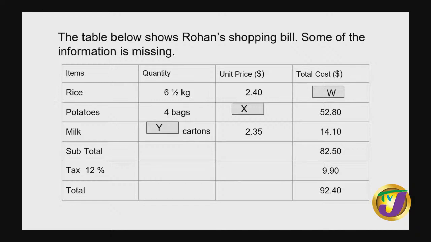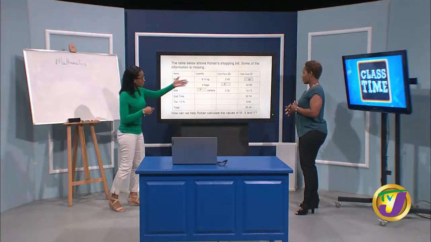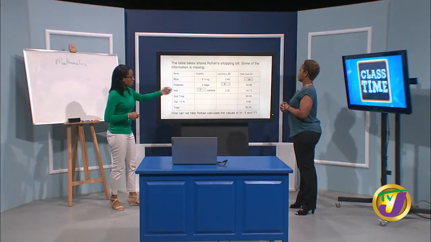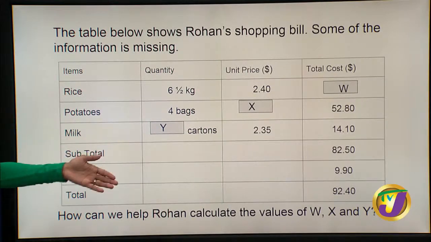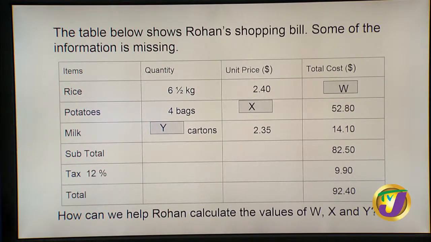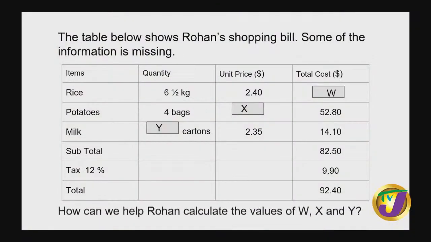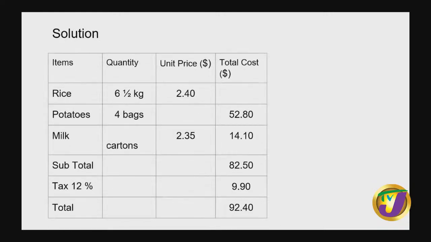bought. And we can help Rowan to figure out what W, which is the total cost of the rice, what X, which is the unit price of the potatoes, and what Y, which is how many cartons of milk he bought. So let's take a look at what we did. We multiplied $15.60. Great. So that would have been our total cost for our rice, which again is W.